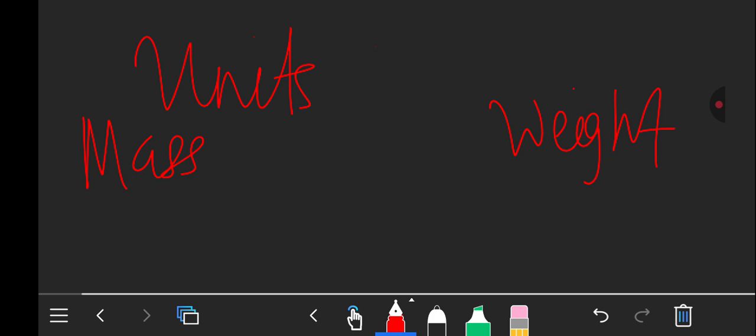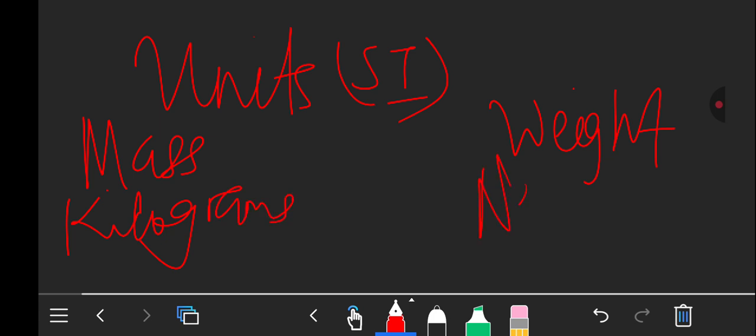We are talking about the SI unit here. Mass is measured in kilograms. Weight is measured in newtons. The symbol for kilograms is kg. The symbol for newton is just capital letter N.